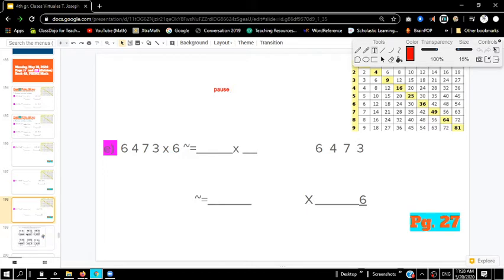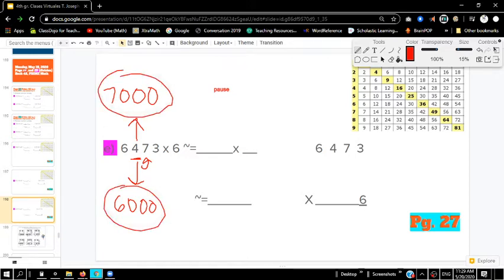All right, what answer did you come up with? Let's see. I know that 6,473 can either be rounded up to the nearest 1,000 or down to the nearest 1,000. So it would either be 6,000 or 7,000. In reality, this 4 looks over to the next number, the 7, and it could go up. We could say that it's actually 6,500, so it's actually in the middle of 7,000 and 6,000.